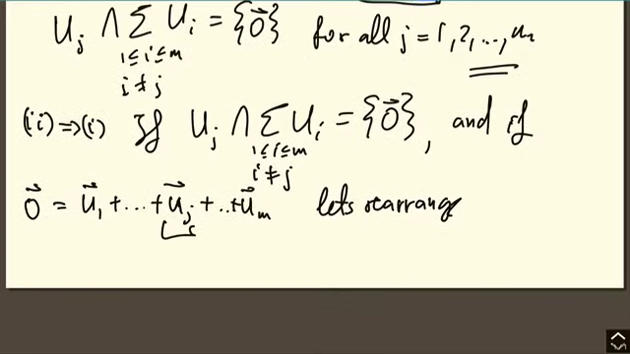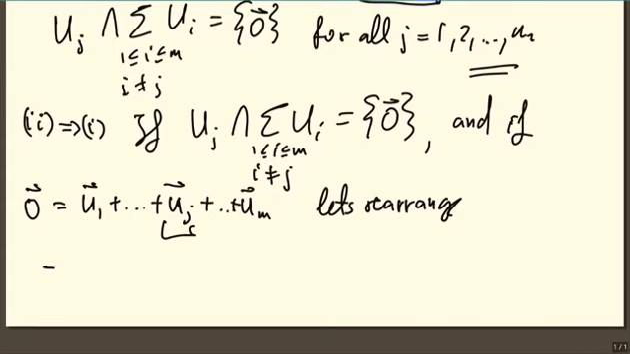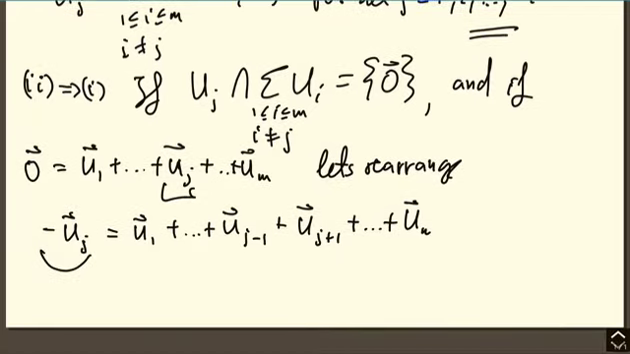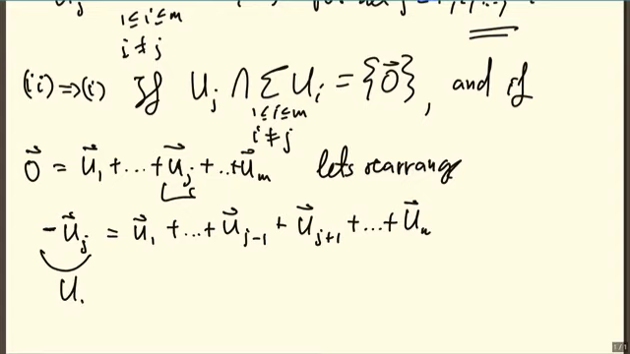We take this uj to the other side by adding the additive inverse to both sides, so that it disappears from the right hand side, and on the left hand side we get minus uj equals u1 plus all the way up to uj minus 1, then uj plus 1, since uj is missing, and we continue all the way up to um vector. So what we get here is that minus uj is in the uj subspace; it's a subspace, so when you multiply by minus 1, this is also in the uj subspace.